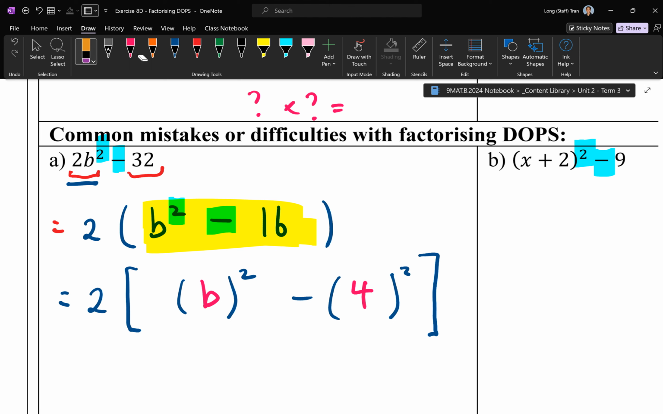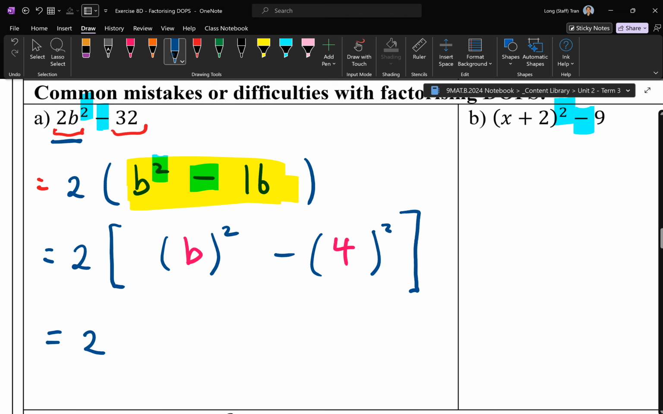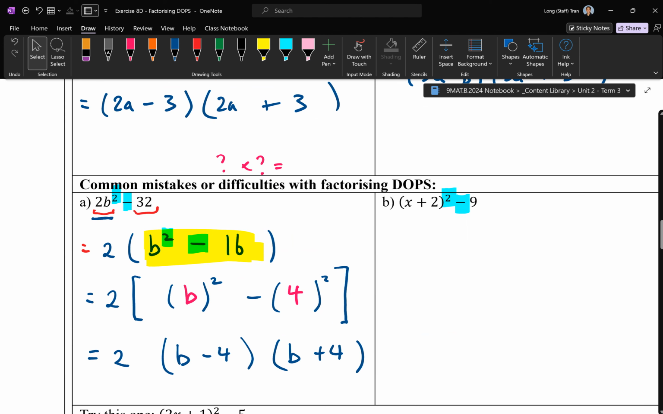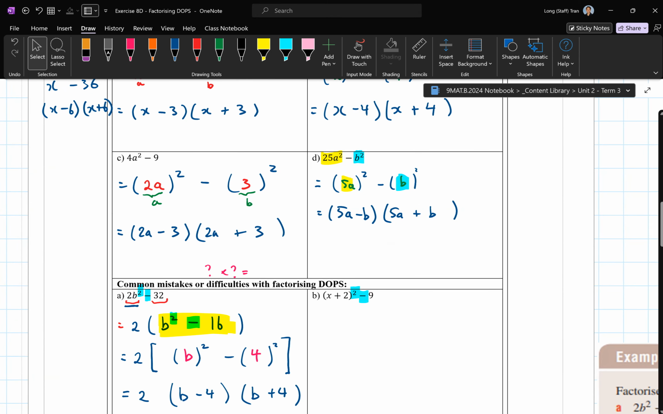Now, once I've rewritten this expression as this, you can follow the difference of perfect squares again. Follows the same thing. Keep the 2 on the outside. And inside the brackets, we know this will follow b minus 4 and b plus 4. Same drill. So this is b minus 4, b plus 4. Can you see why students tend to make a mistake on this one? Because it has that one extra step that students aren't familiar with, whereas all the other ones, you start to feel a bit more comfortable, right?